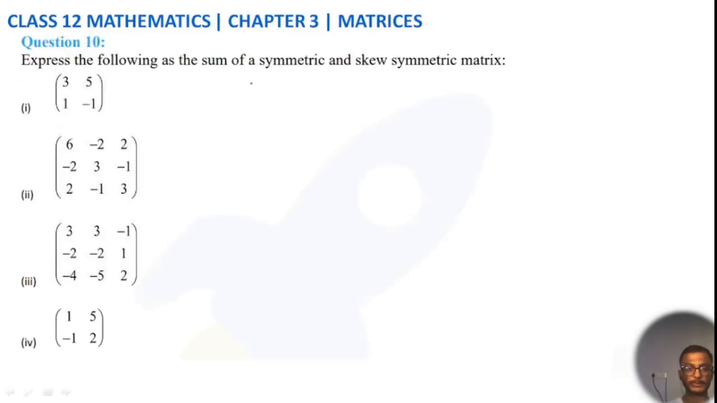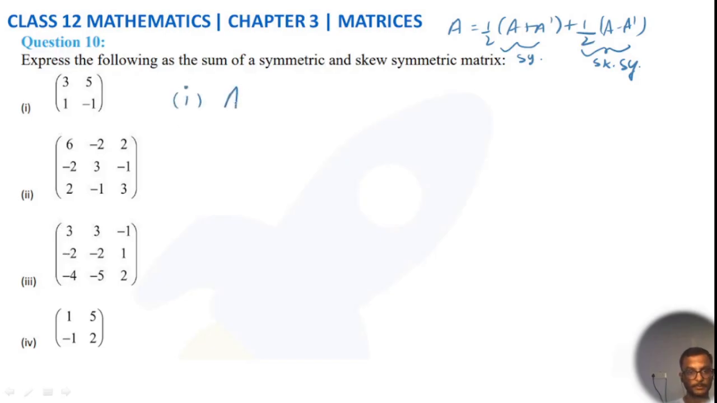Express the following as the sum of the symmetric and skew symmetric matrix. I told you, right, how to find symmetric part and skew symmetric part of any matrix. You should write matrix as 1/2 A plus A transpose plus 1/2 A minus A transpose. Then this part will be your symmetric and this part will be your skew symmetric, right? So you have to find A plus A transpose by 2 and A minus A transpose by 2, and adding that you will get A. So I will be doing first and second, third and fourth you do.